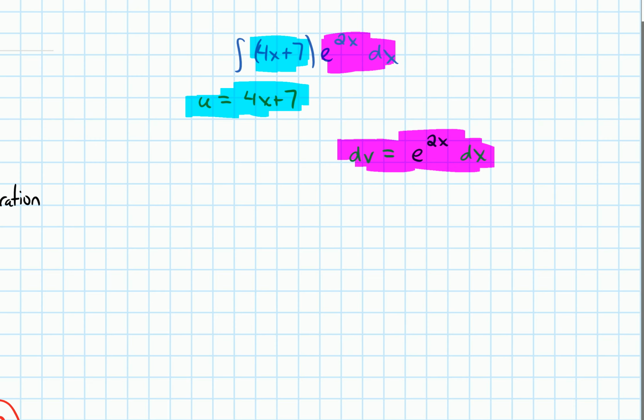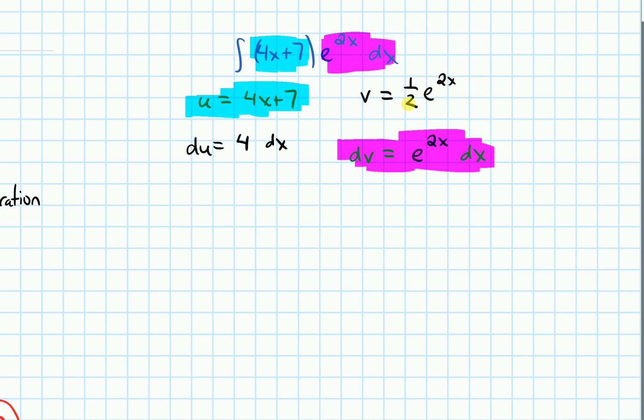So now what I need to write is what du is going to be and what v is. These we'll figure out by using what u is and what dv is. So u is 4x plus 7, its derivative would be 4, and I've got to write a dx next to it. And then dv: v would be the antiderivative of e to the 2x. So the antiderivative of e to the 2x would be e to the 2x, but I need a 1/2 in front. That's something that we've seen before a few times now.